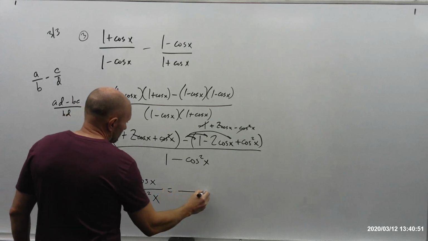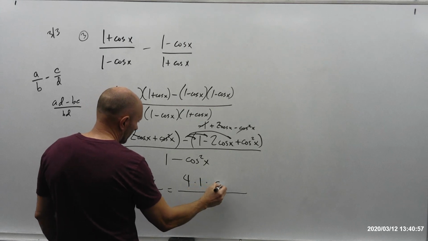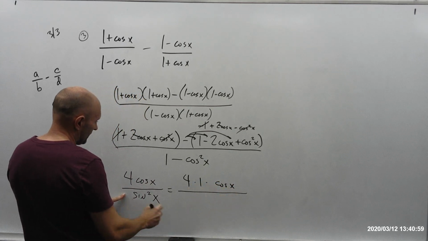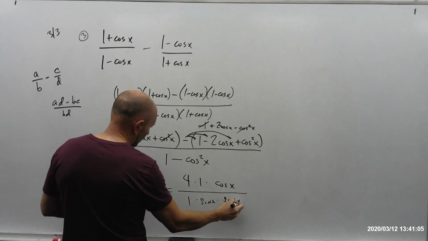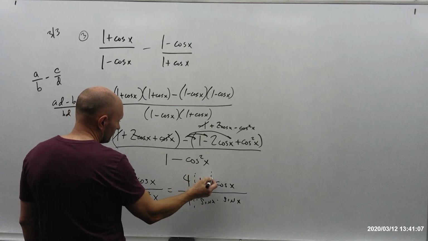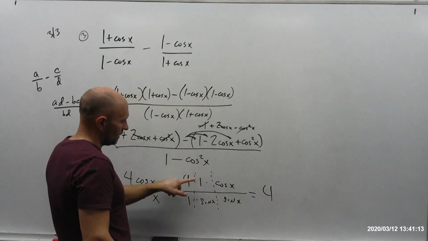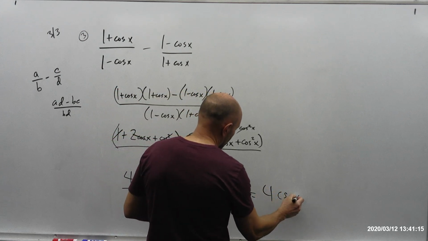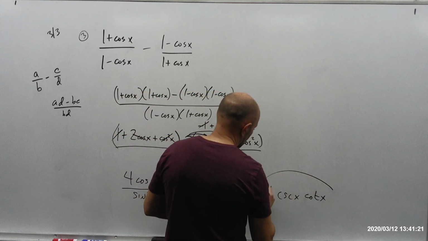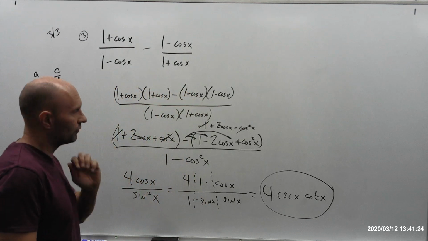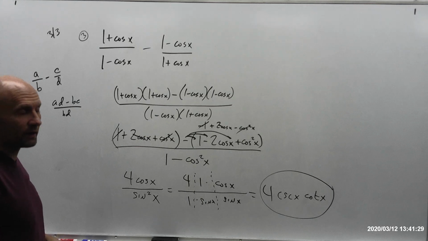The numerator is basically 4 times 1 times cosine. And the denominator is basically 1 times sine of x times sine of x. If I look at these as 3 separate pieces, I get 4 over 1 is 4. 1 over sine is cosecant. Cosine over sine is cotangent. That's your final answer. We simplified this into 4 cosecant of x, cotangent of x.